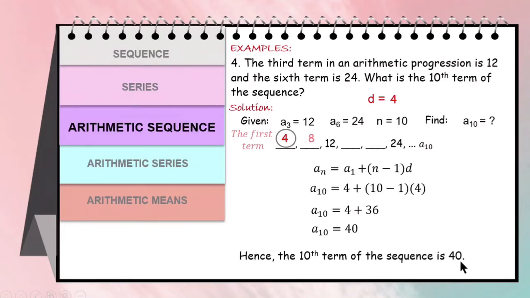We can verify this by completing the terms in the sequence. We add 4, which is the common difference, to a term to obtain the next term. 4 plus 4 is 8. 8 plus 4 is 12. 12 plus 4 is 16. 16 plus 4 is 20. 20 plus 4 is 24. 24 plus 4 is 28. 28 plus 4 is 32. 32 plus 4 is 36. And 36 plus 4 is 40, the 10th term.